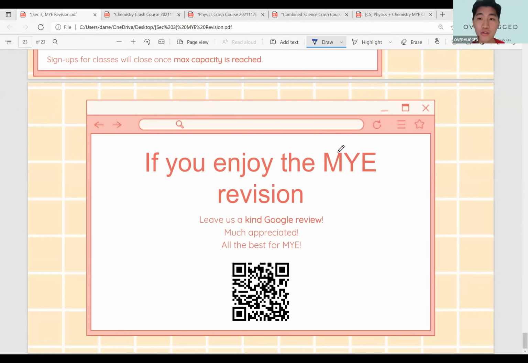Okay, so I usually only take in Sec 4s in September. I mean, Sec 3 is going to Sec 4, right? And right now, I have around 10 to 11 different classes. So they are all Sec 4s.